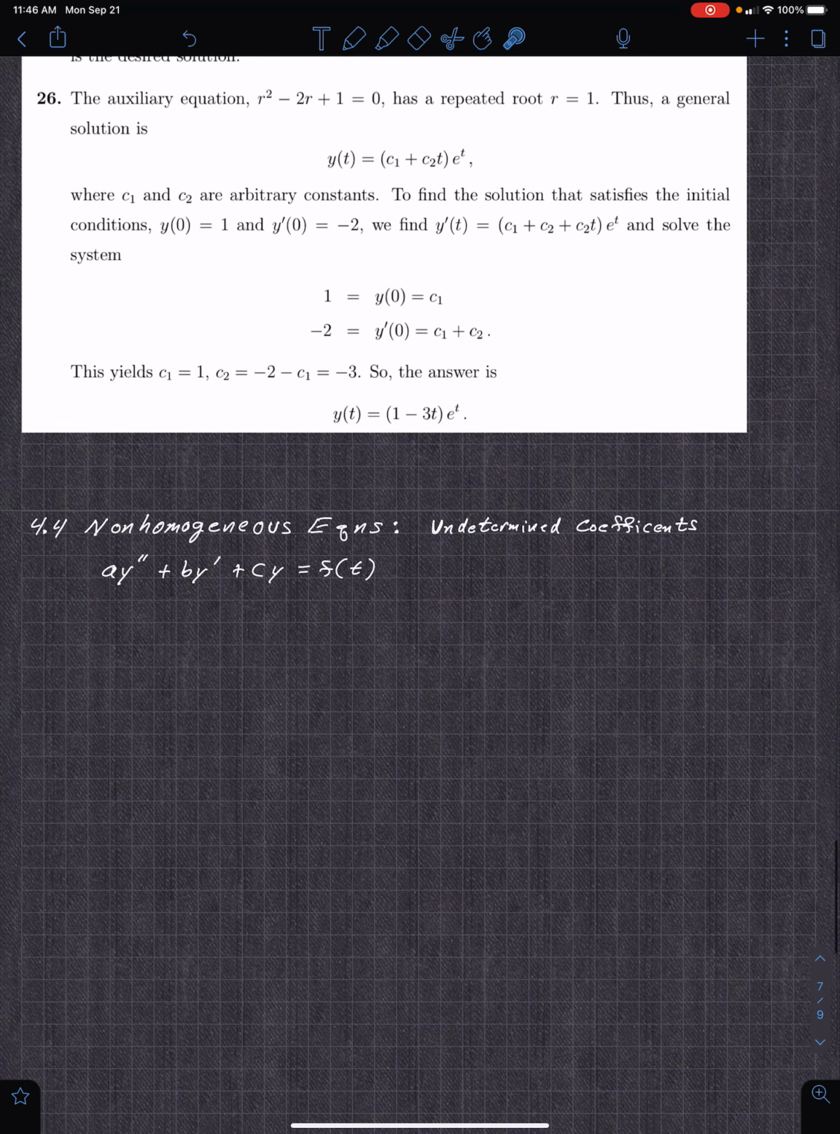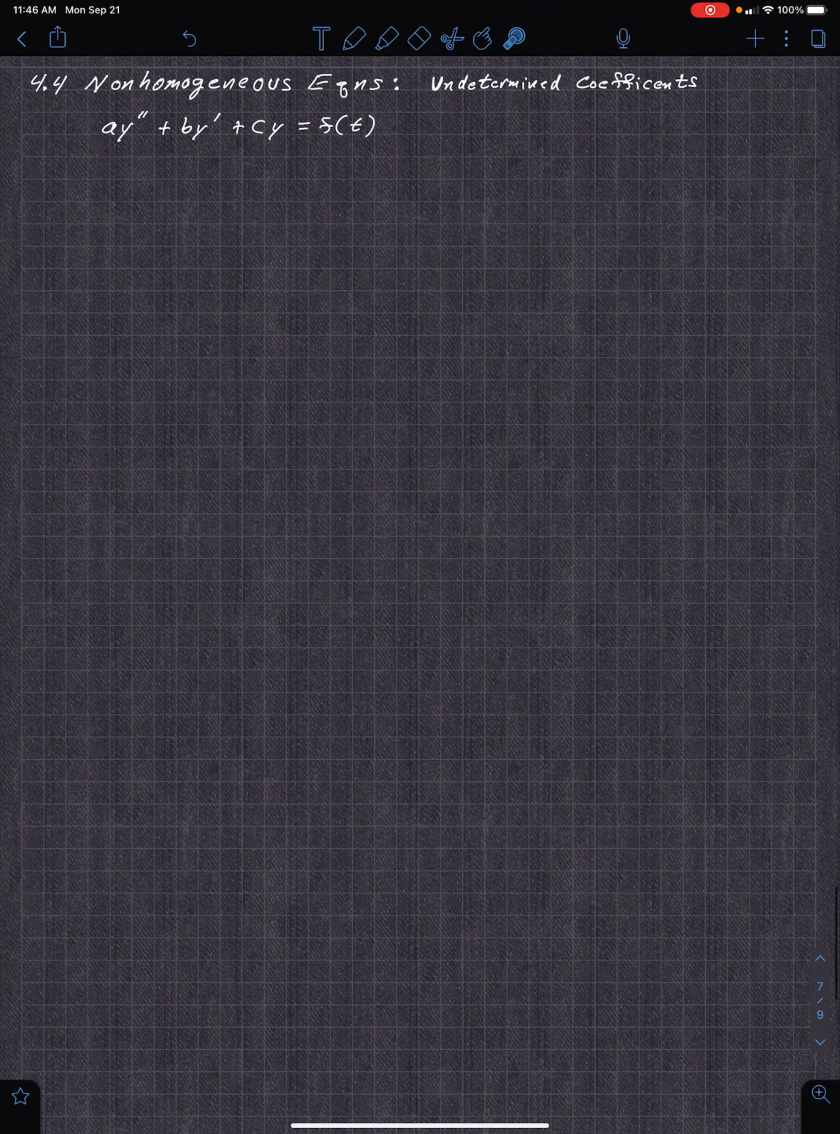So, okay, let's go on now to 4.4. That's what we are on, the concept of undetermined coefficients. So let's take a look at that. This is the second order case, right? So you have y double prime, and y prime, and now we're looking at the non-homogeneous equations. So we're going to set this equal to a function of t. And this will just be one term.